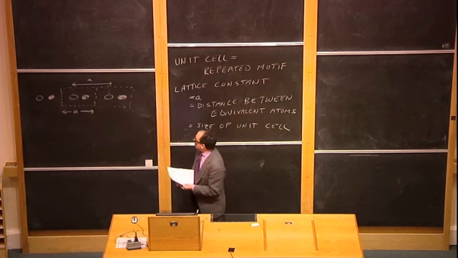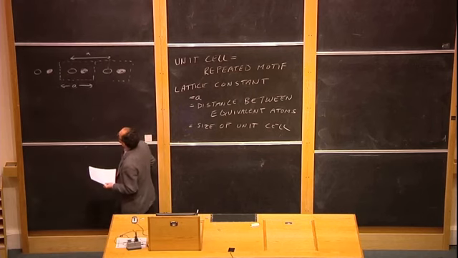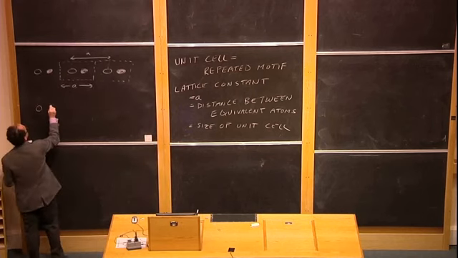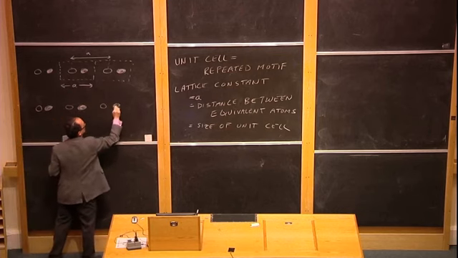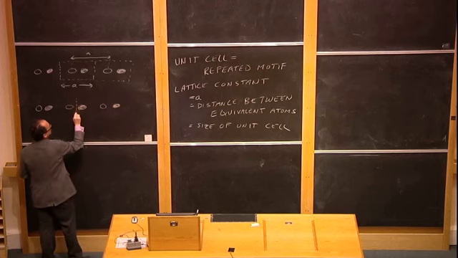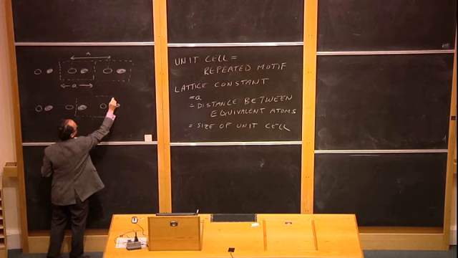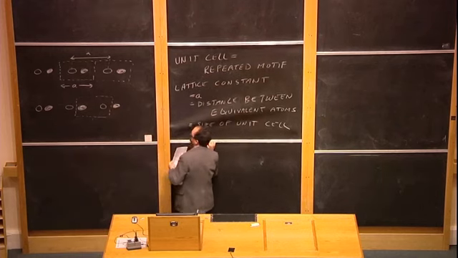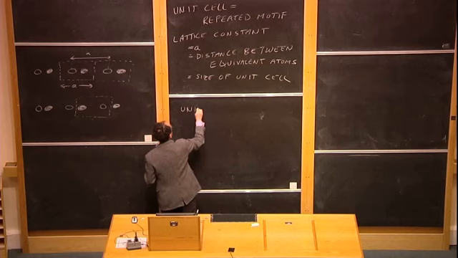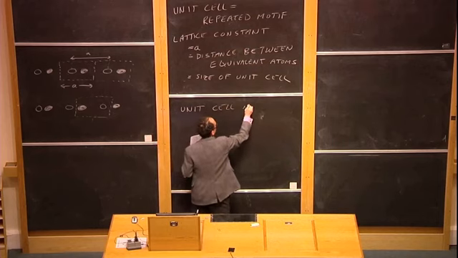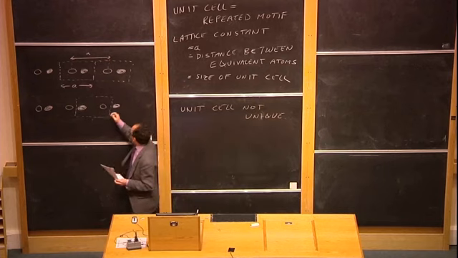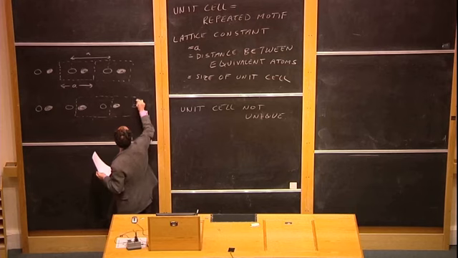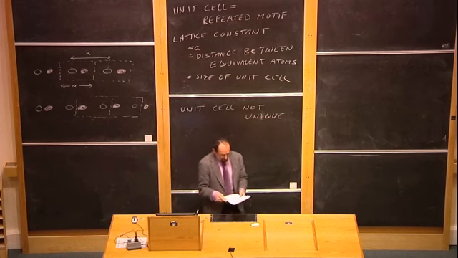Now, one side comment is that the unit cell is actually not unique. Let me draw another picture of this chain. I could have drawn the unit cell equally well like this. So that's something I should probably even write down because it's important. Unit cell, not unique. And if I had chosen this as a unit cell, I could stack duplications of that together and build up the entire chain just as well.